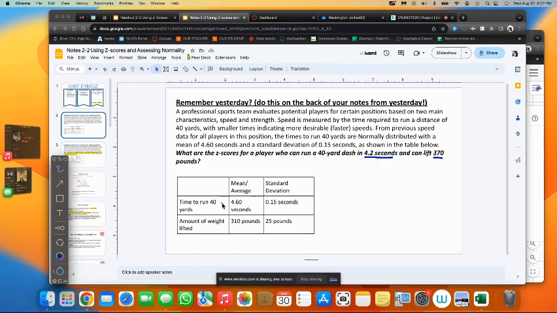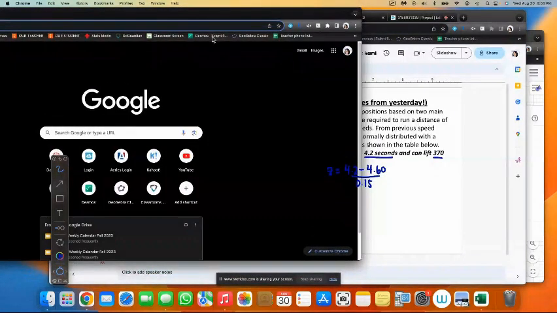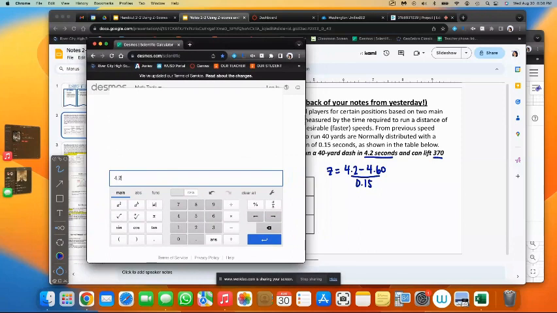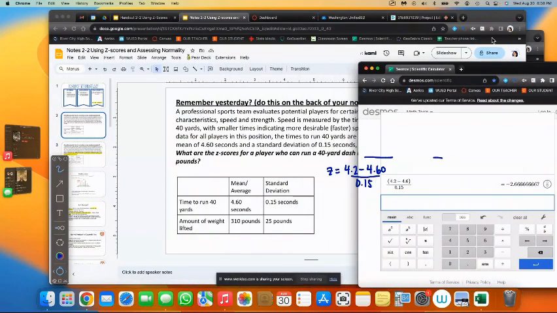So in terms of time to run 40 yards, remember the way we calculate our z-score is we take our data value, which is 4.2, minus the mean, which is 4.6, divided by the standard deviation, which is 0.15. So I'm just going to pull up a calculator here. So 4.2 minus 4.6 divided by 0.15. So that's negative, we'll say negative 2.67.